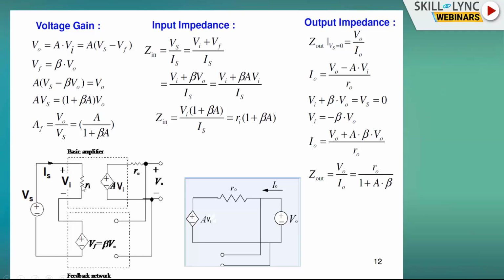A is the amplifier voltage gain, B is the feedback factor. So A by 1 plus beta A is the closed loop voltage gain. Now we have seen voltage gain. Now we are going to see input impedance.